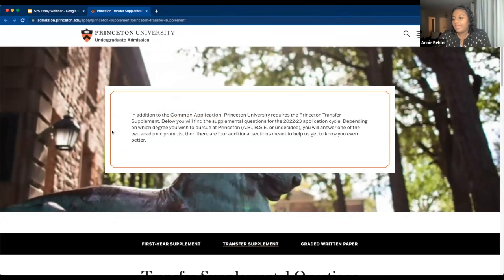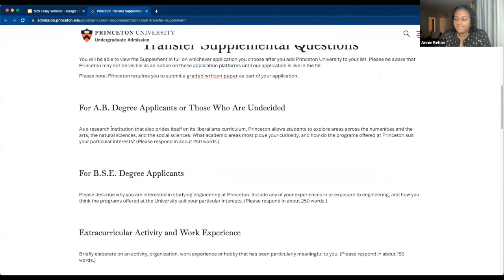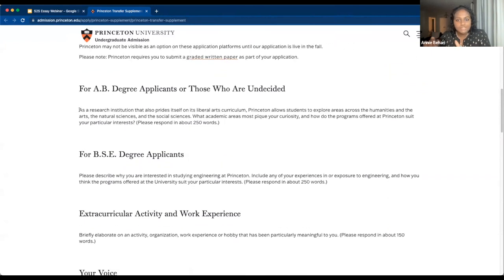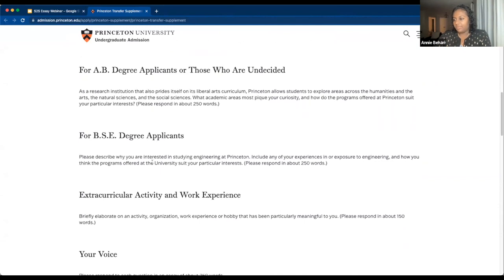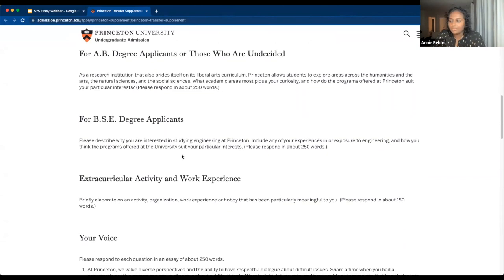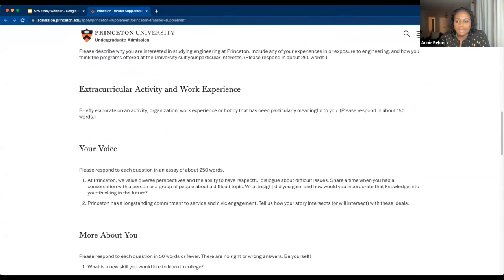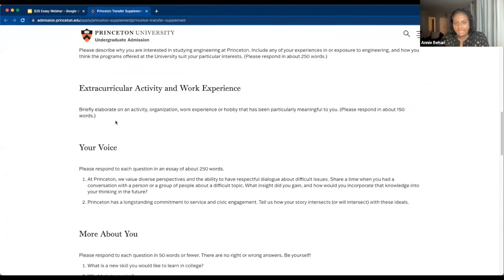I'm not going to go over every essay here because a lot of them use the same tips. These first two are major-specific questions: What are you looking for at our school? Why our school, basically. Take a look at the word count here, 150 words for this extracurricular activity and work experience essay. With supplemental essays, you don't usually have the luxury of space, so it's best to answer in a concise way.